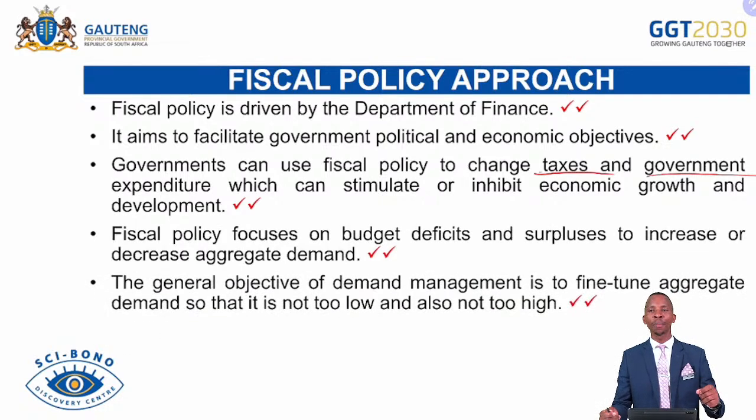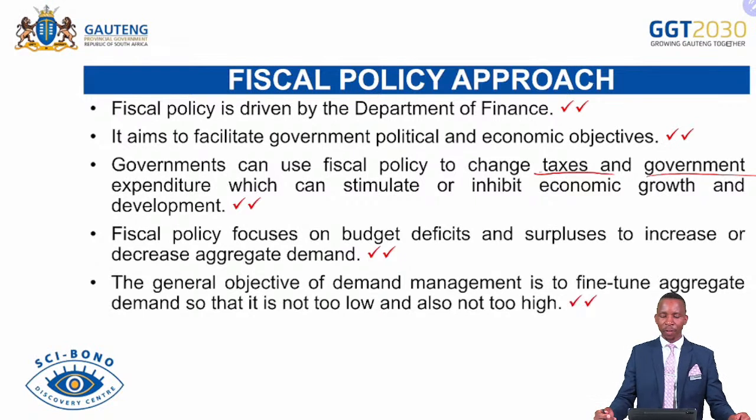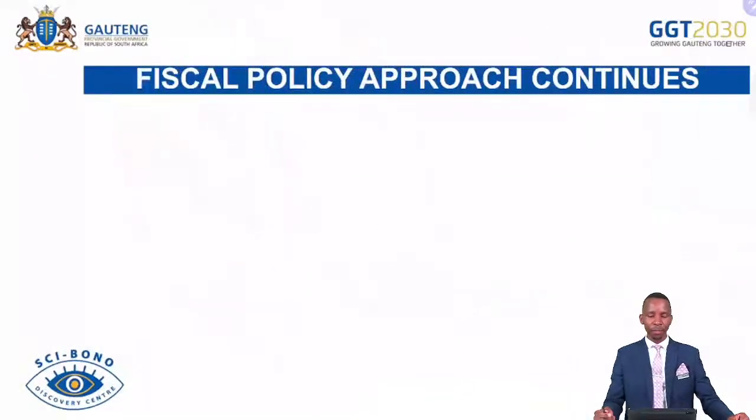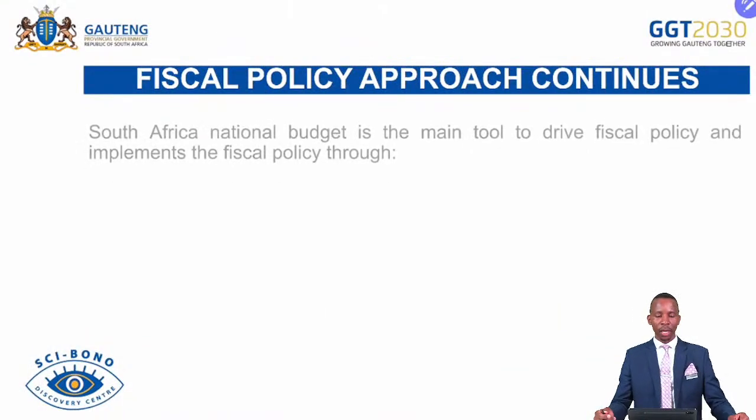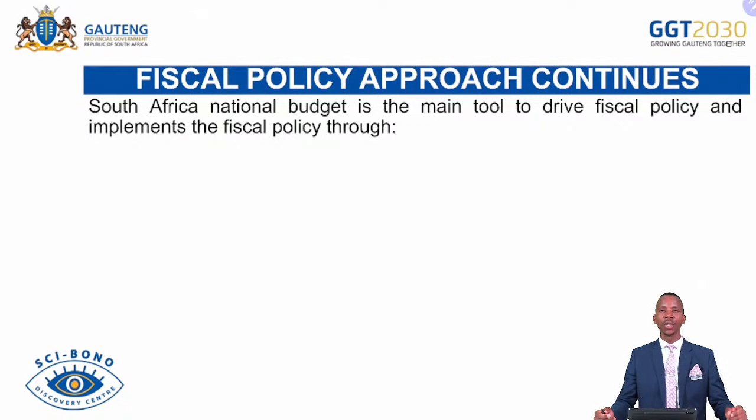That's why we say fiscal policy is demand side driven. The general objective of demand management is to maintain aggregate demand so that it is not too low or too high in the economy. We continue with the fiscal approach. The South African government is using the following aspects to drive the demand.